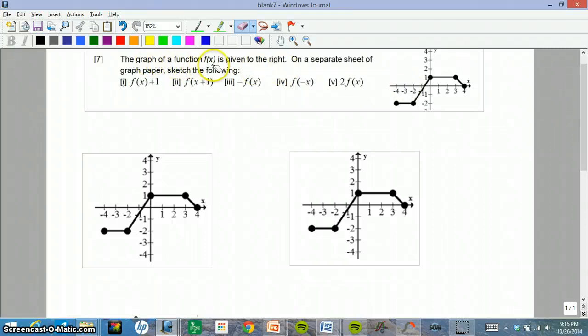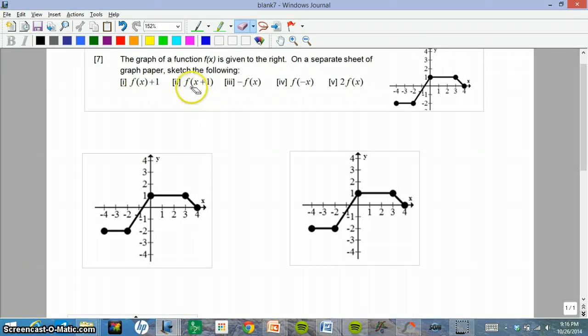The graph of the function f of x is given to the right. On a separate sheet of graph paper, sketch the following. So I'm just going to talk about these really quick. In the first part, we have the function, then add 1. That is a vertical translation up 1 unit. So I'm going to do that in a second. Just want to talk about these.